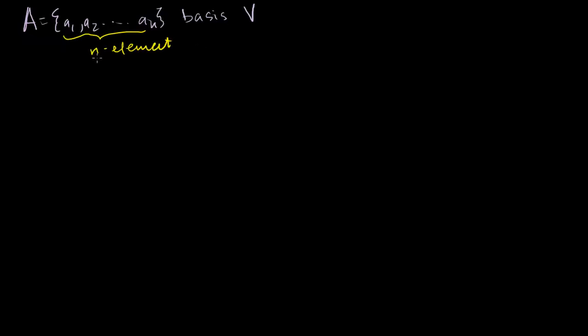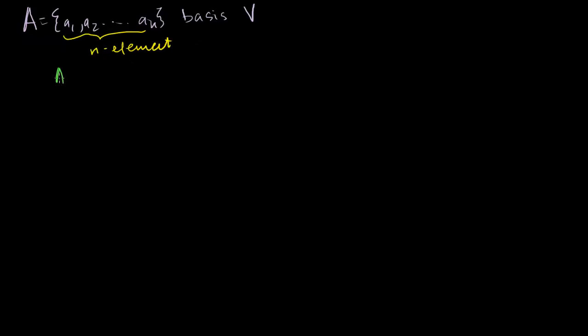Let's say I've got some set A of the vectors a1, a2, all the way to an. And I know for a fact that it's a basis for the subspace V. What I want to show you in this video is that if this set has n elements, any set that spans V has to have at least n elements.